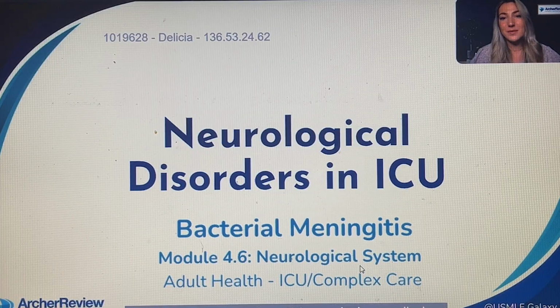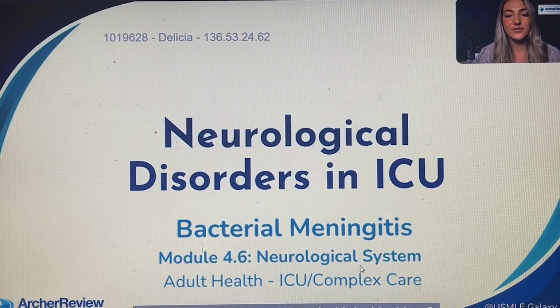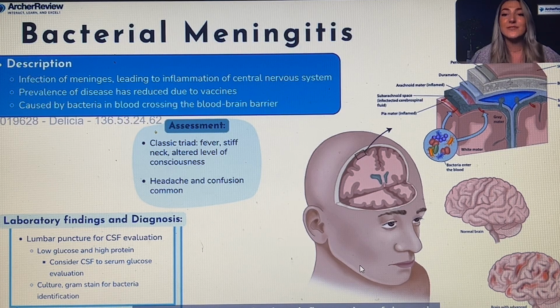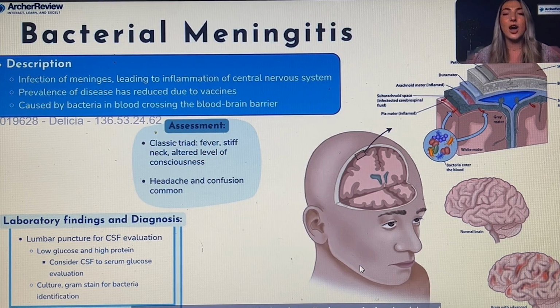We're continuing to talk about neurological disorders in the ICU today, and I want to specifically focus on bacterial meningitis in this video. So, a description of bacterial meningitis. We have an infection of the meninges. This leads to inflammation of the entire central nervous system. The prevalence of this disease has reduced due to vaccines, but we still definitely see it. And again, it's caused by an infection.